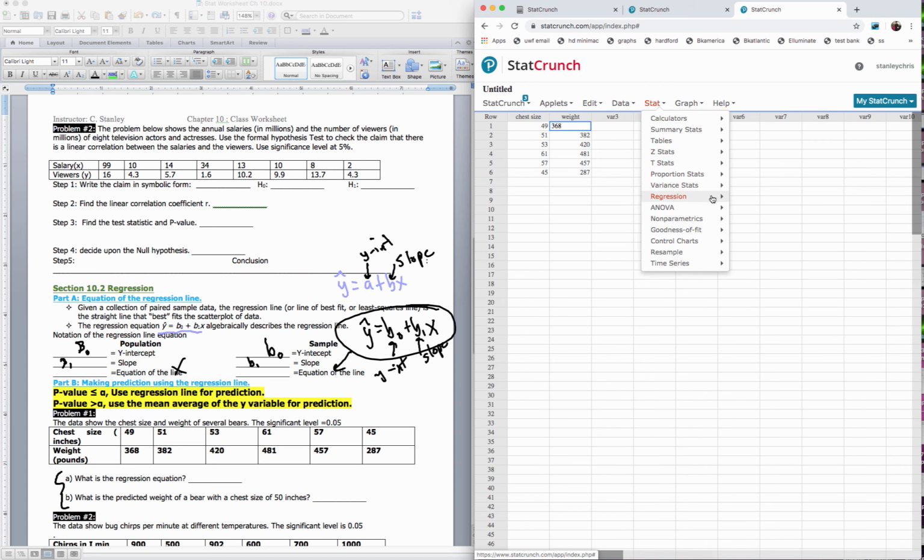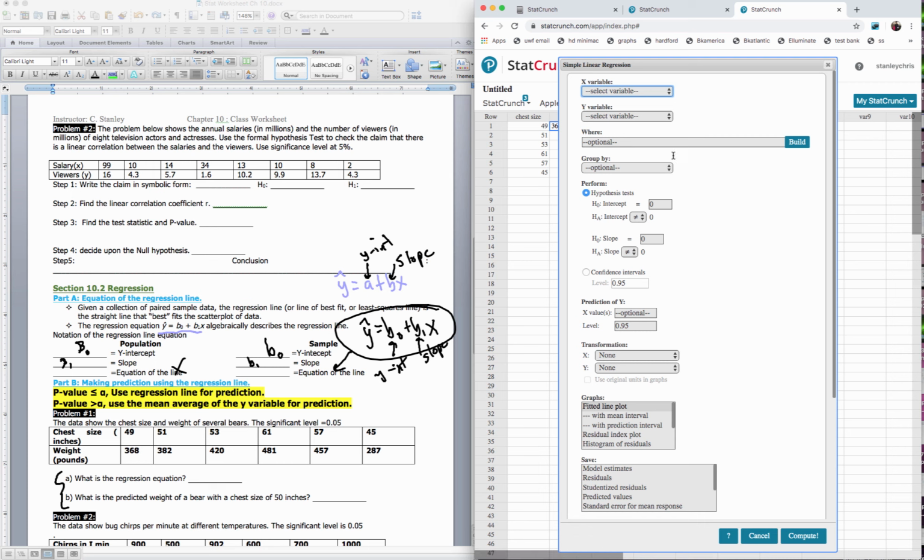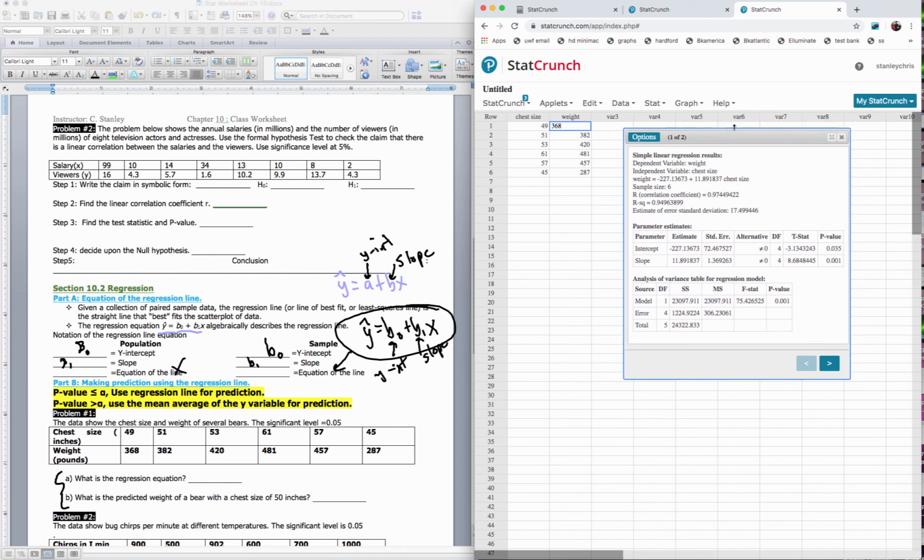Stat. Okay, good. The first one is going to be your X, and the second one is going to be your weight. All this stuff is always going to stay the same. Compute. Now, the equation shows up right here. If you hadn't changed the names, this would have said variable 2 and this would have said variable 1. But now that I have chest size in it, it makes it a little bit better.